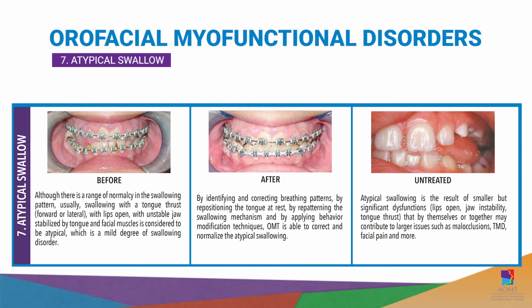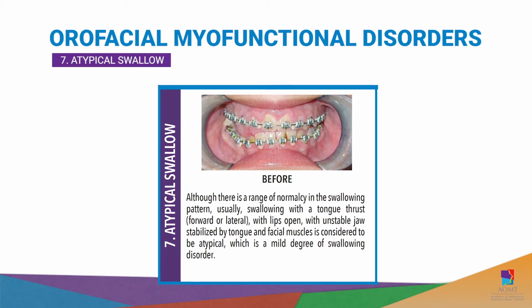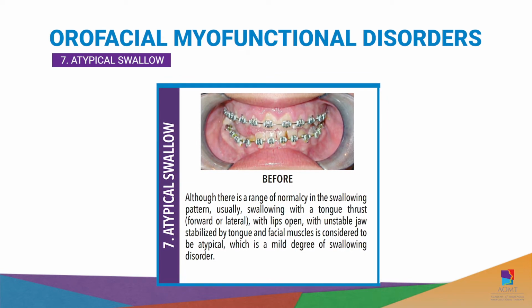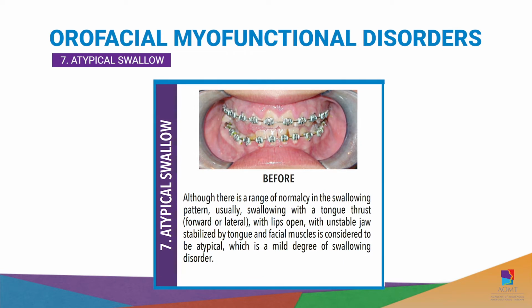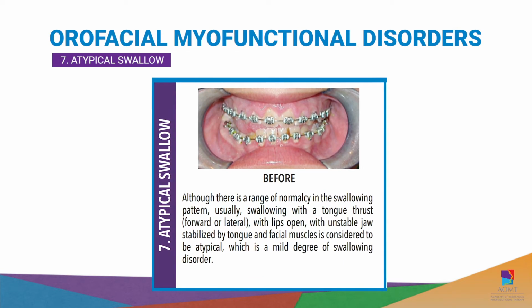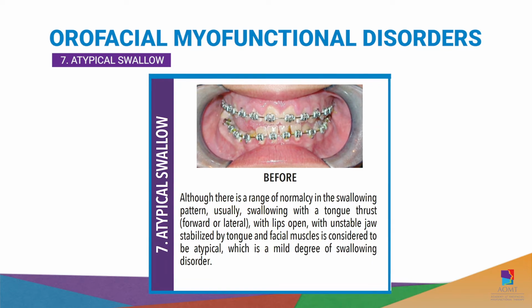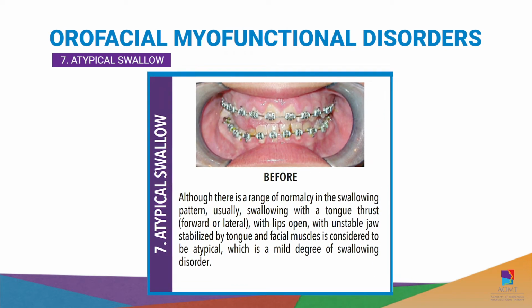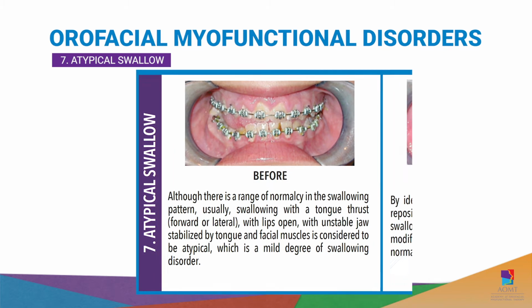Atypical swallow. Before, although there's a range of normalcy in the swallowing pattern, usually swallowing with a tongue thrust, either forward or lateral, with lips open, and unstable jaw stabilized by tongue and facial muscles is considered to be atypical, which is a mild degree of swallowing disorder.